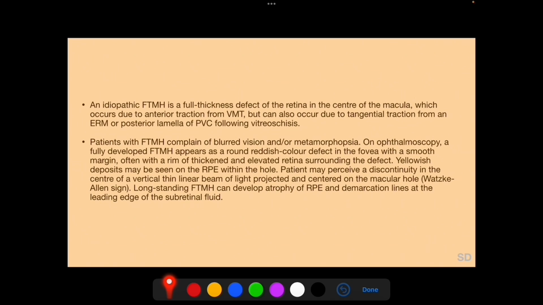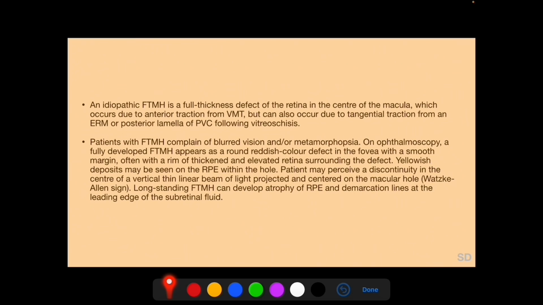An idiopathic or primary full thickness macular hole is a full thickness defect of the retina in the center of the macula, which usually occurs due to anterior traction from vitreomacular traction but can also occur due to tangential traction from an epiretinal membrane or the posterior lamella of posterior vitreous cortex following vitreous separation. Patients with full thickness macular holes complain of blurred vision and/or metamorphopsia.